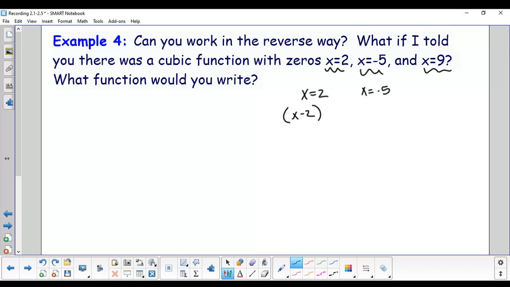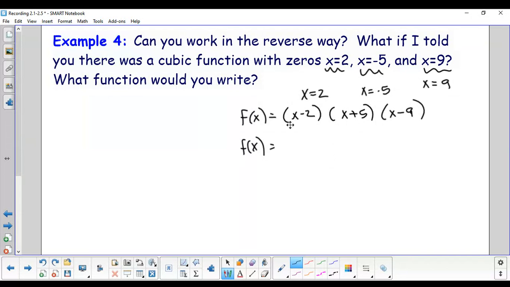X equals -5, I'm going to add the 5 over. So my factor is x plus 5. And x equals 9, I'm going to subtract the 9, so I got x minus 9. This would be my polynomial in factored form. Now, I do always encourage you, remember, if it says to write it in standard form, you're going to have to FOIL this out.